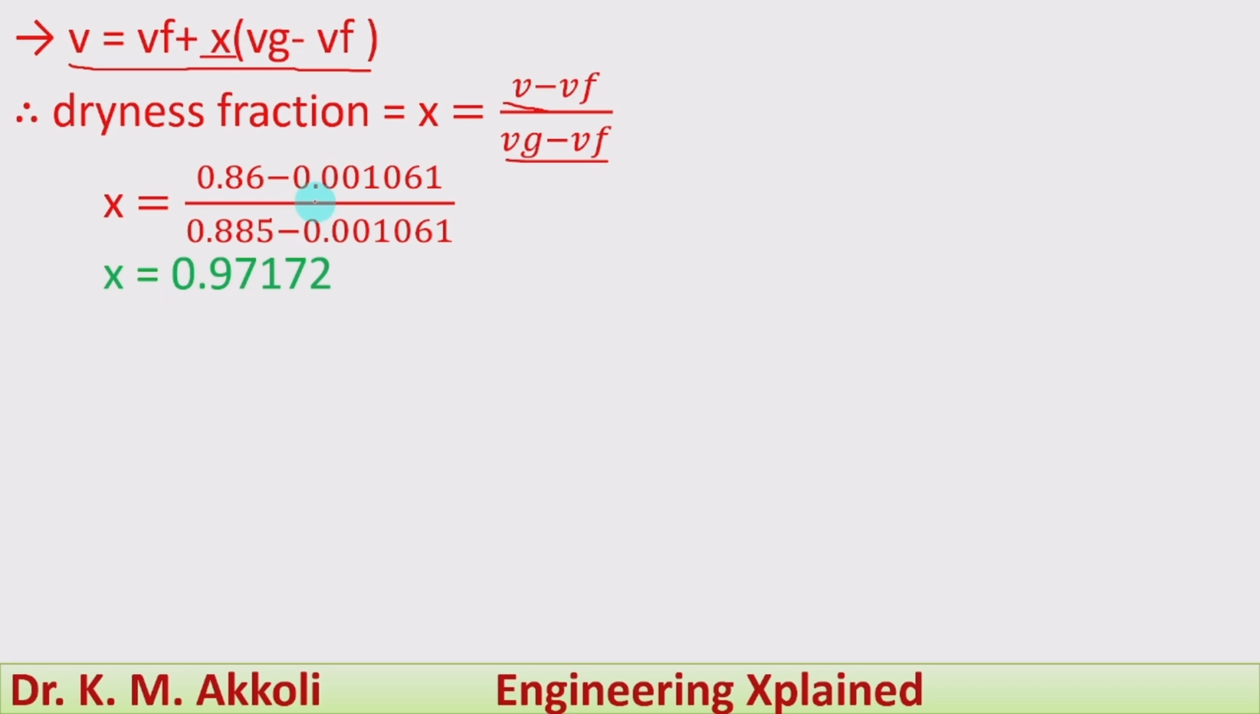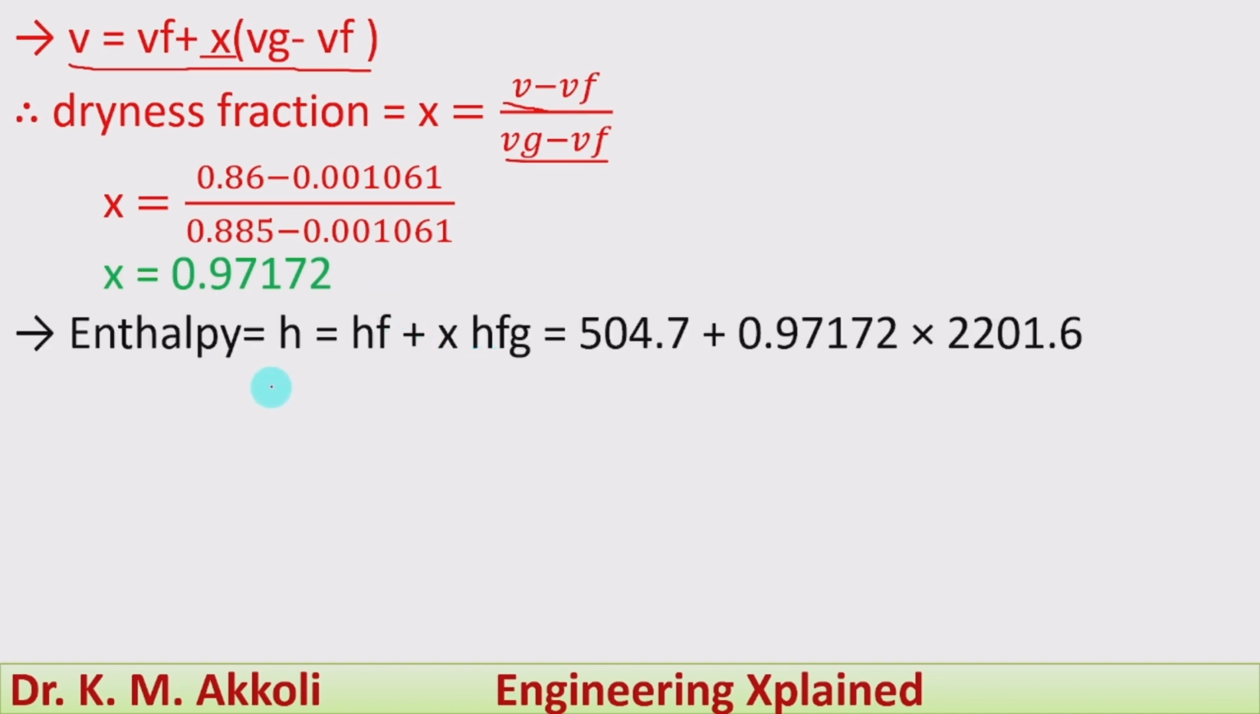We can substitute here: V is 0.86 minus Vf 0.001061, and Vg 0.88540 and Vf 0.001061. Then by calculating this equation, we get x equal to 0.97172. The dryness fraction of the steam is 0.97172. It is a wet steam. Further moving, the enthalpy of the steam is given by h equal to hf plus x into hfg, where hf is the sensible heat, hfg is the latent heat and x is the dryness fraction.